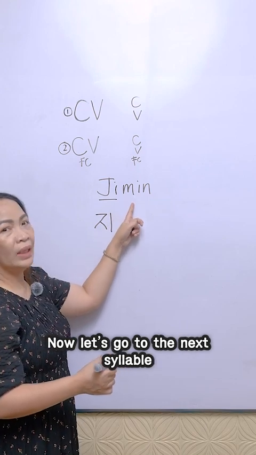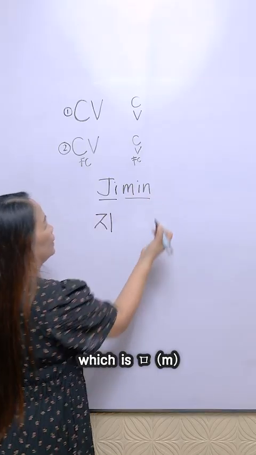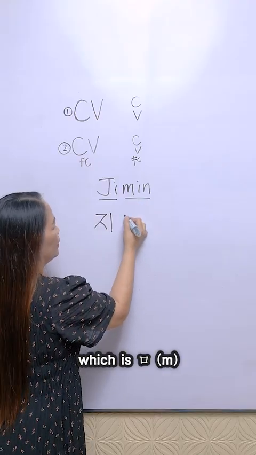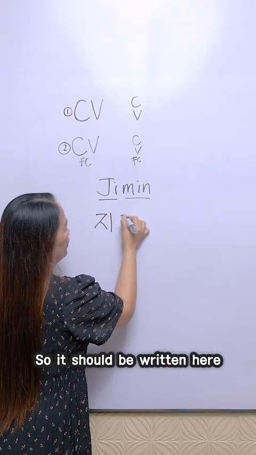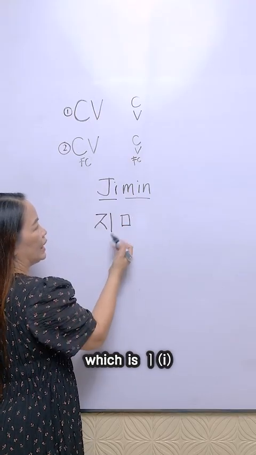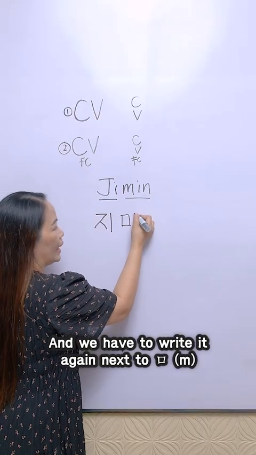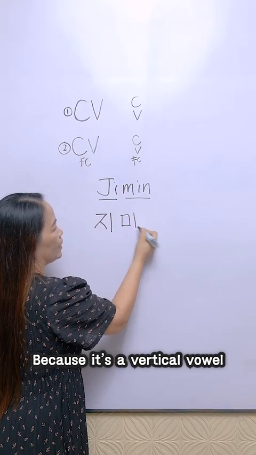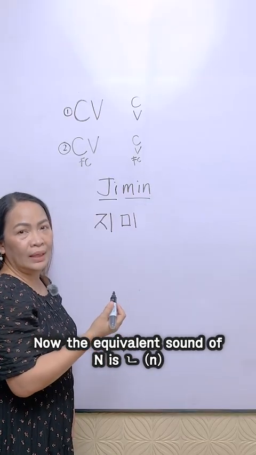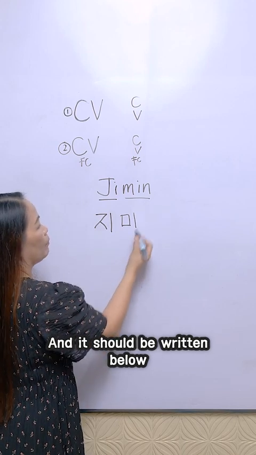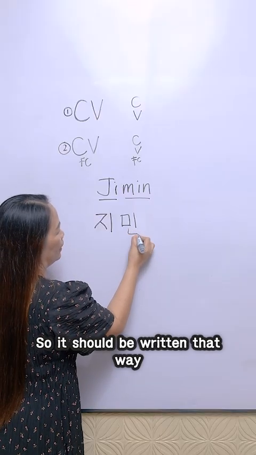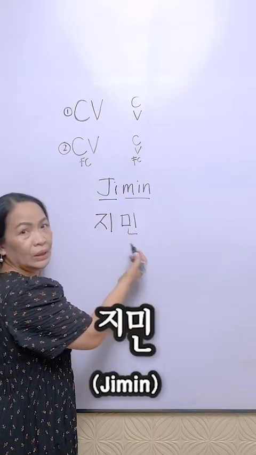Now let's go to the next syllable, which is min. Let's get the equivalent sound of M, which is mium. So it should be written here, like this. And next we get the equivalent sound again, which is E. And we have to write it again next to mium because it's a vertical vowel. Now, the equivalent sound of N is niun, and it should be written below because it is the final consonant sound. So it should be written that way. So now you have Jimin.